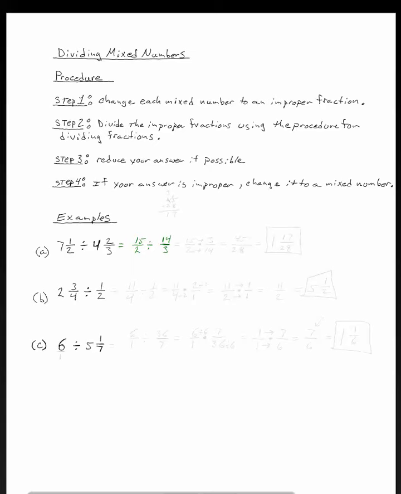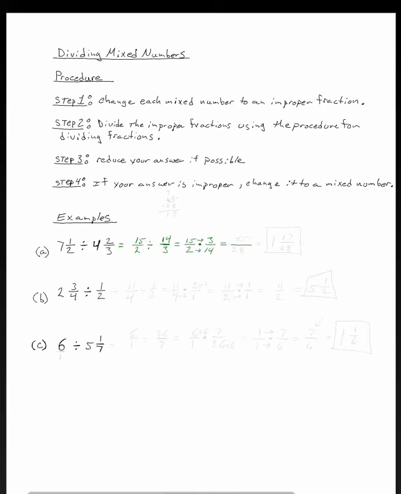So now we have to do our keep it, change it, flip it. So keep it, 15 over 2, change it to multiplication, flip it, 3 over 14. Now since it's a multiplication problem, we check to see if there's any reducing we can do. 15 and 2 won't reduce, 3 and 14 won't reduce, 15 and 14 won't reduce, and neither will 2 or 3. So there's no reducing we can do.